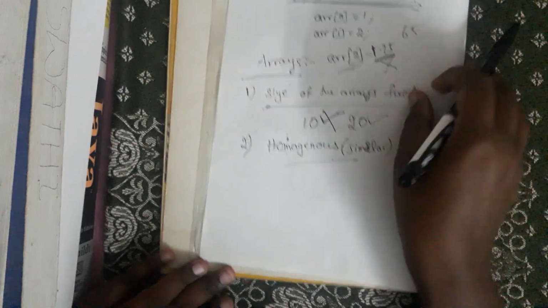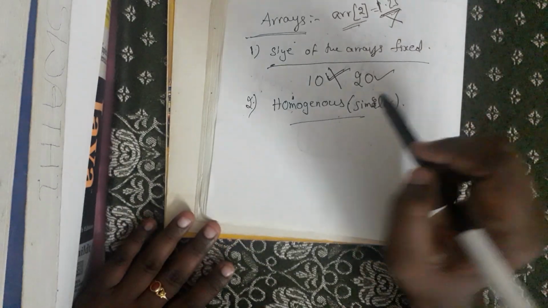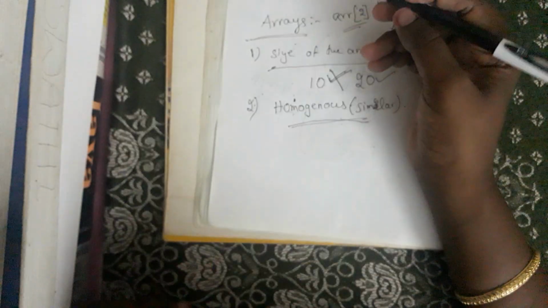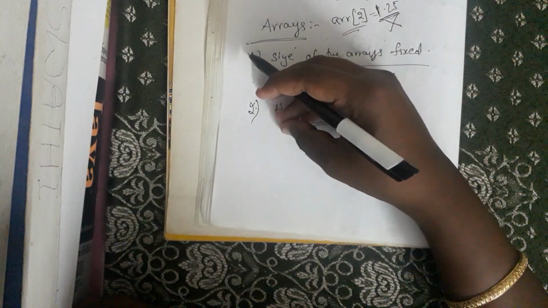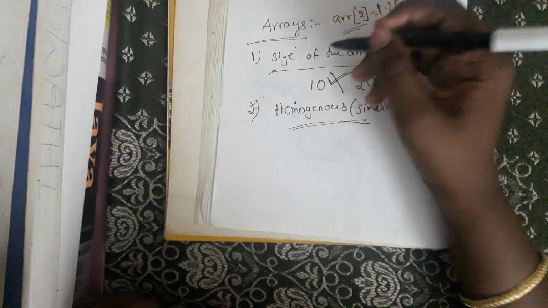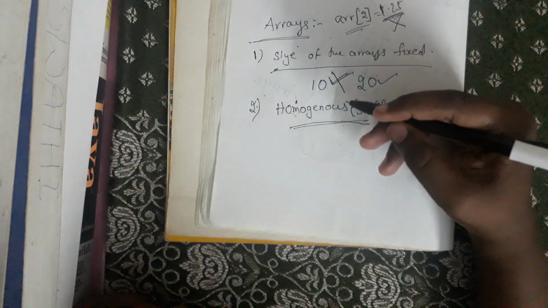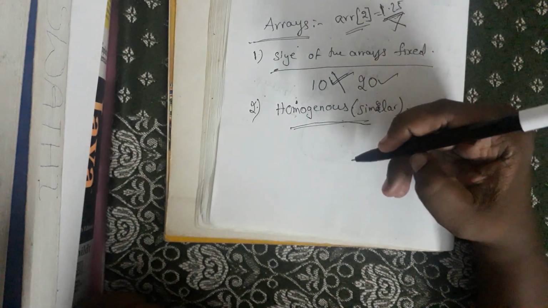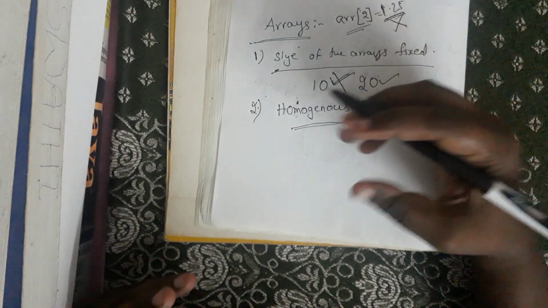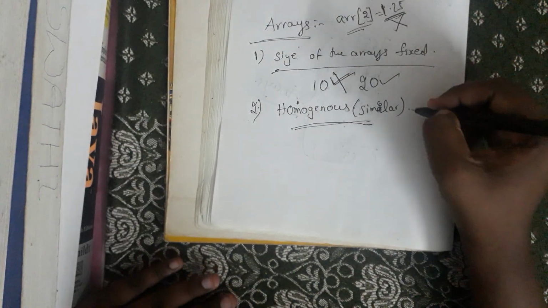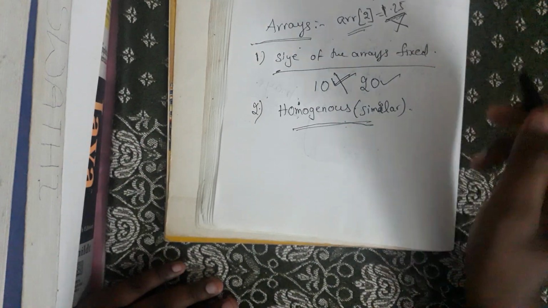So what is one more drawback of arrays? Using arrays, we can store only homogeneous, similar data elements. If it is an integer array, I can store only integers. If it is a character array, I can store only characters. It is not possible to store an integer, a character, a floating point number, or a student object into the same array. This is the second drawback of using arrays.